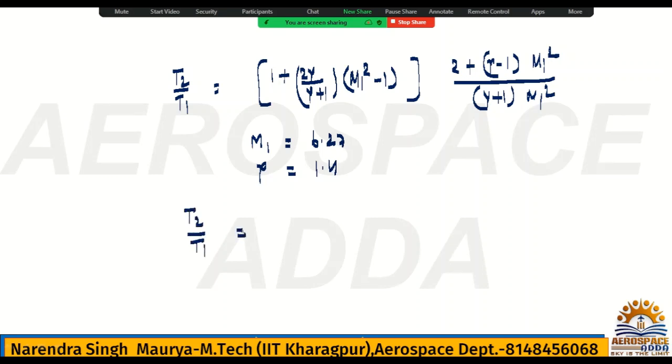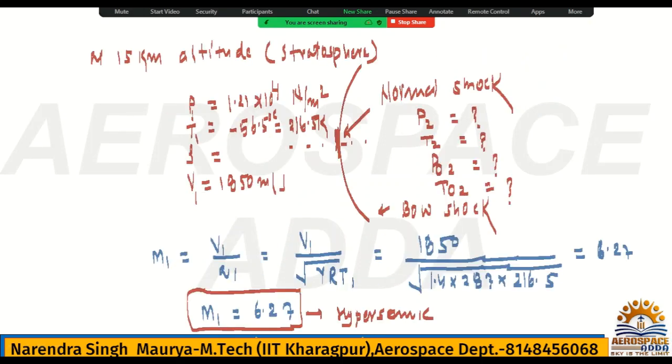Calculate T2 by T1. It is nothing but 8.58. What will be T2? Check. 8.58 into T1, you have seen here at 15 km altitude, it is 216.5.